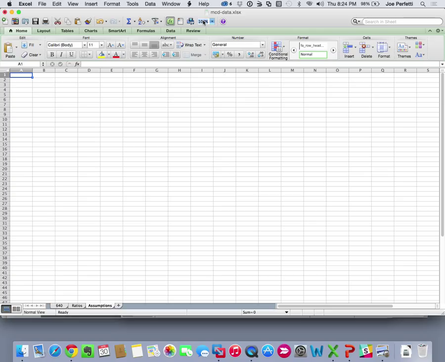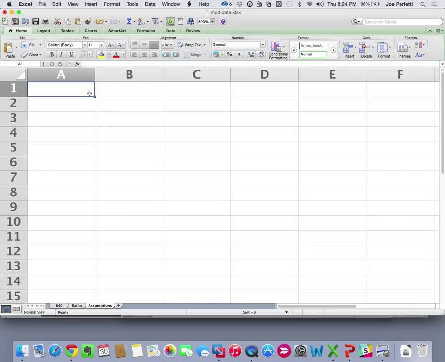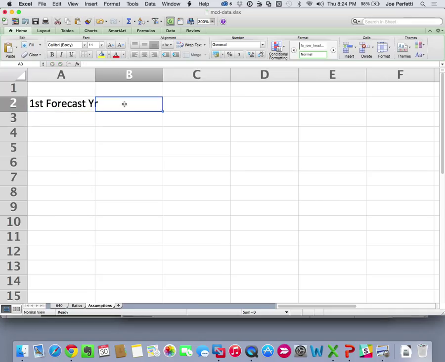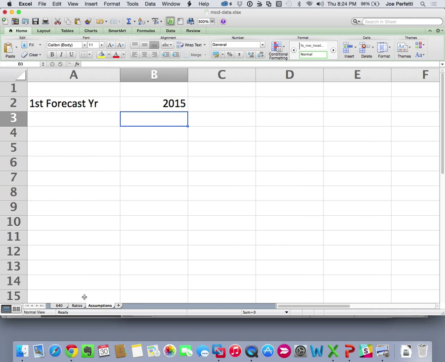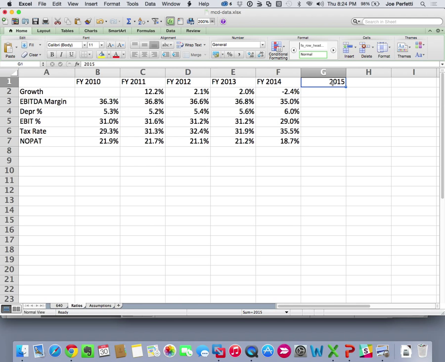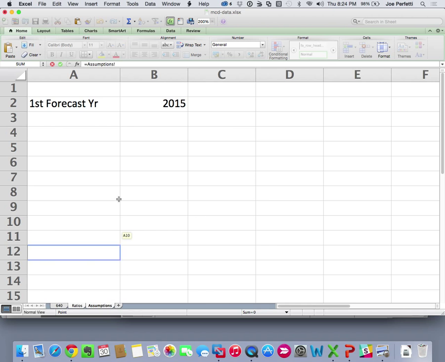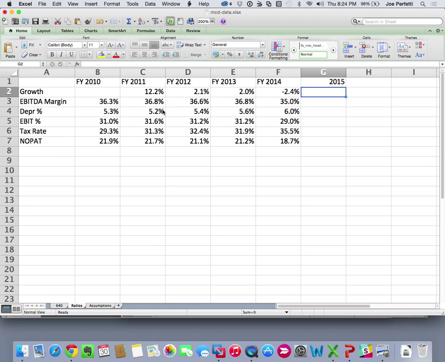All right. So I'll make this bigger so you can see it. And one of the assumptions I'll make is first forecast year, 2015. Then what I'll do is I will refer to that there. So that way, and we'll keep it simple, we're just going to forecast.